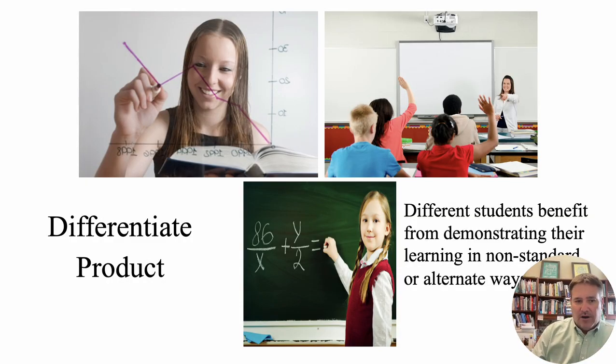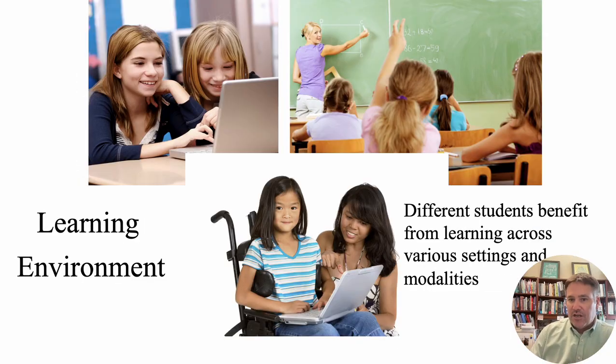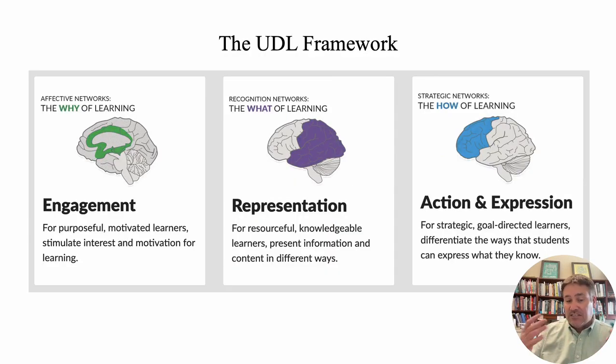So this so far, in terms of differentiation, is really very similar to the Universal Design for Learning framework. Thinking about the learning environment, kids learn best across different settings, across different modalities. And as I was saying, this connects to multiple means of engagement, multiple means of representation, multiple means of action and expression. So they're really quite similar to one another.